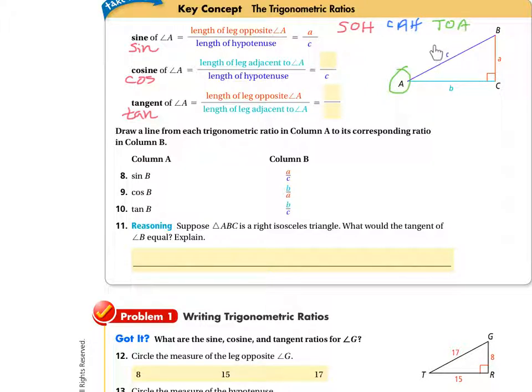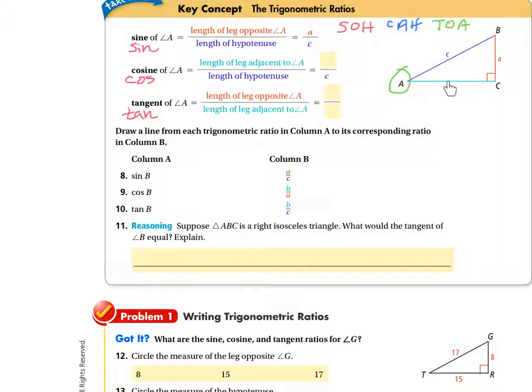Side adjacent refers to the leg. So according to angle A, leg B is the side that's adjacent. The hypotenuse, I understand, is touching angle A, but it's the hypotenuse. It is not a side adjacent. It is only the hypotenuse. You can't call it anything else. So a leg is either the side opposite or the side adjacent to the angle that we're talking about. If I change my viewpoint to angle B, now this ratio has changed. What's the leg opposite of angle B?